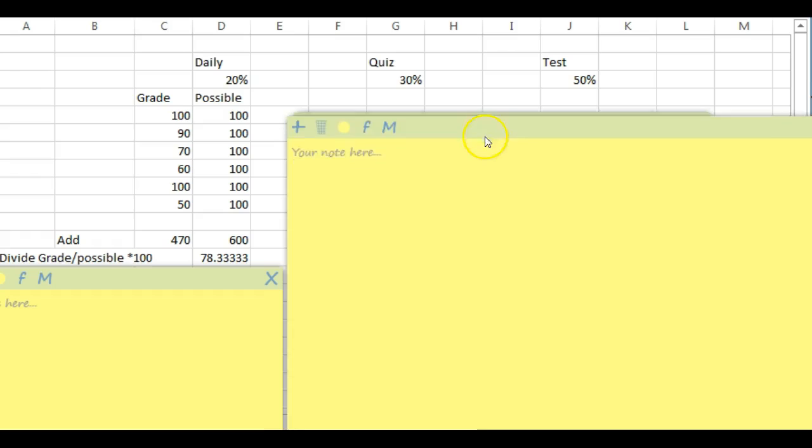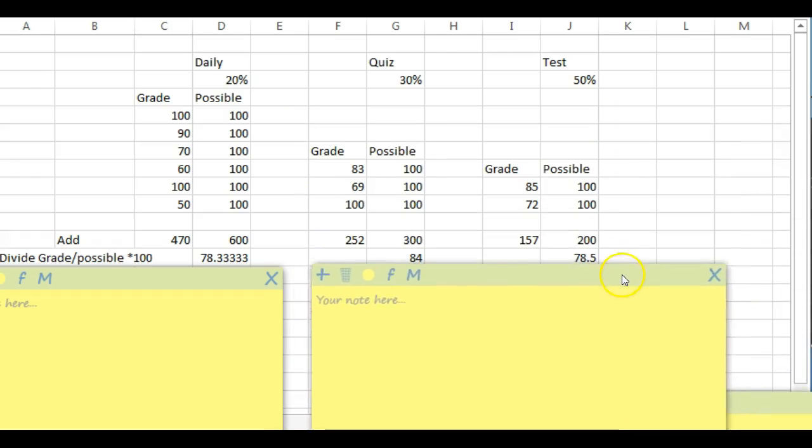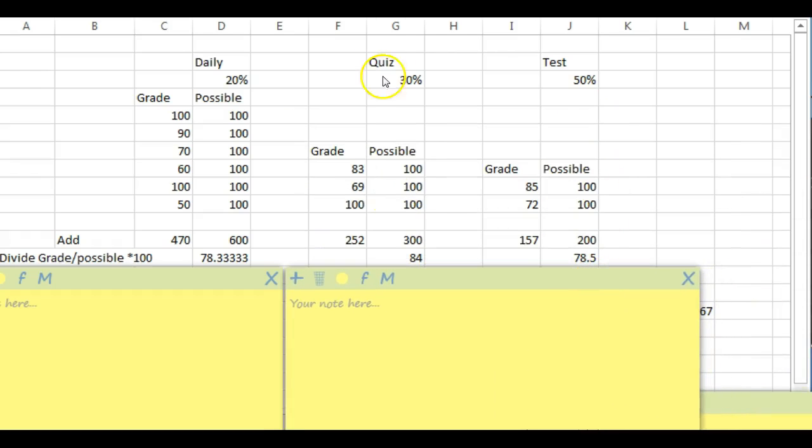And then they repeat the same process with your other categories that you have. Probably tests you don't have as many, and so on. Then you take that and you make this percentage into a decimal, and then you multiply times that decimal.